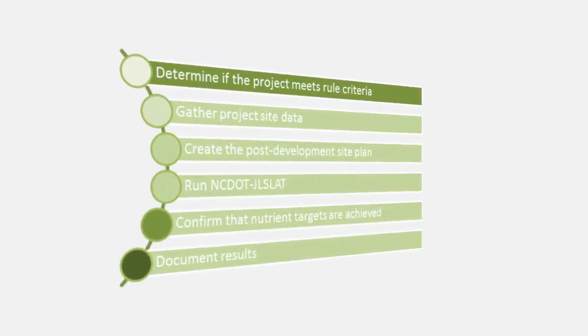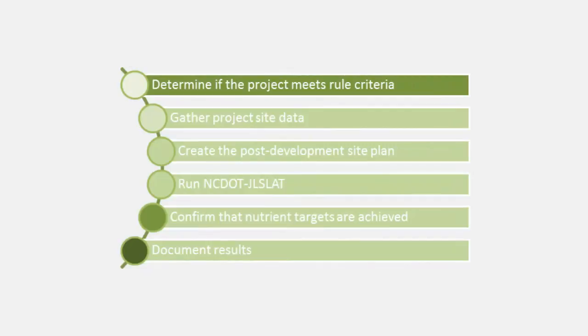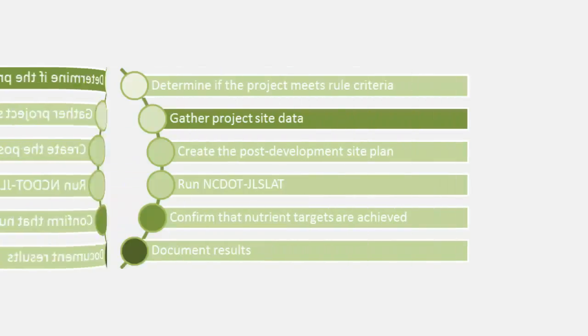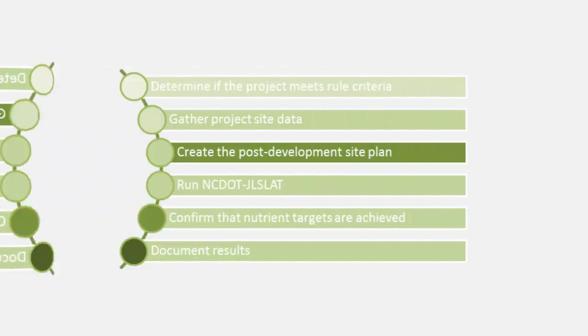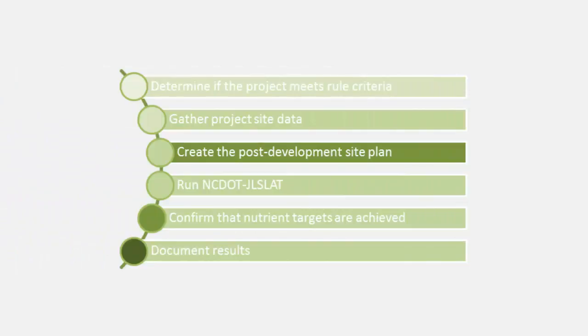This video demonstrates how to enter data from an example project site into NCDOT JSLAT. The example presented in this video is a relatively simple site with one BMP. After you have determined that your project meets the rule criteria, have gathered the necessary project data, and created the post-development site plan, you can begin entering data into NCDOT JSLAT.